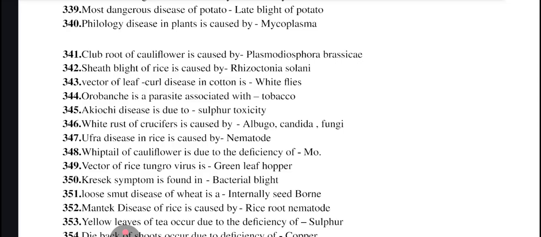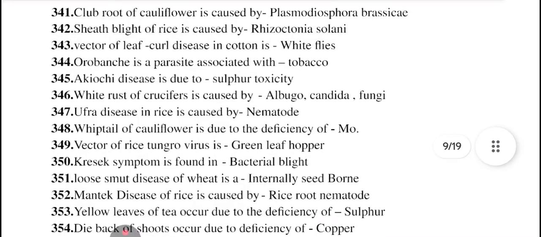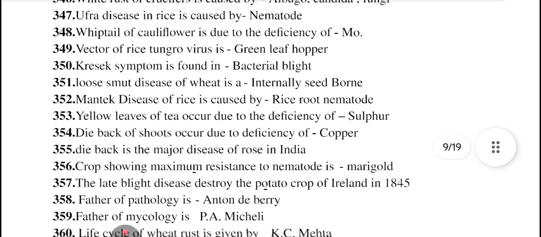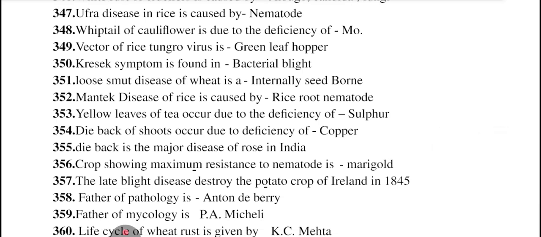Vector of leaf curl disease in cotton is white flies. Orobanche is a parasite associated with tobacco. Akagare disease is due to sulfur toxicity. White rust of crucifers is caused by Albugo candida, that's a fungus. Ufra disease in rice is caused by nematode. Whiptail of cauliflower is due to deficiency of molybdenum. Vector of rice virus is green leaf hopper.